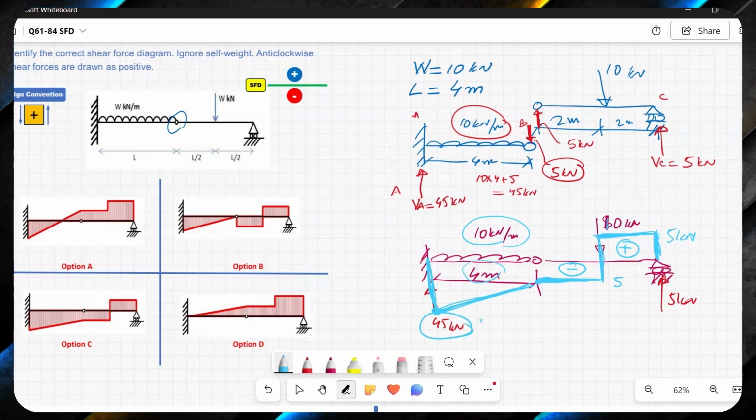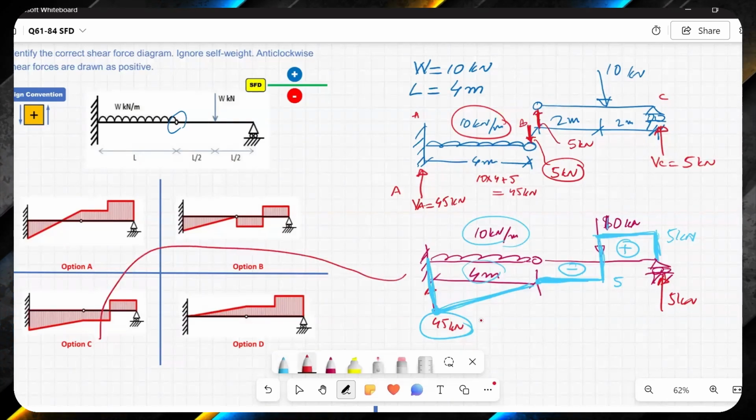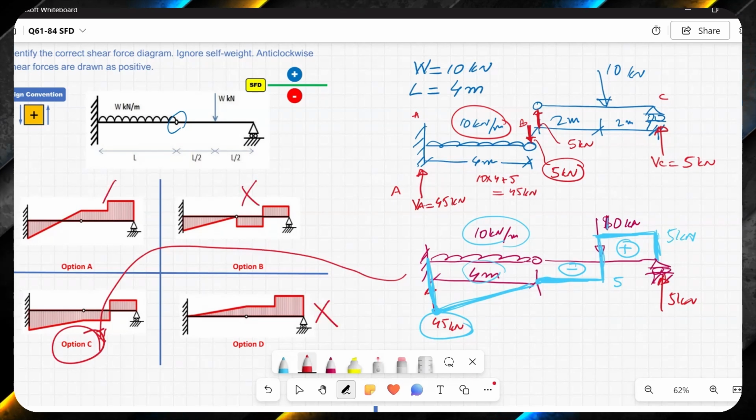So looking at this one, the correct option seems to be option C. The other options are wrong. So our correct answer is option C.